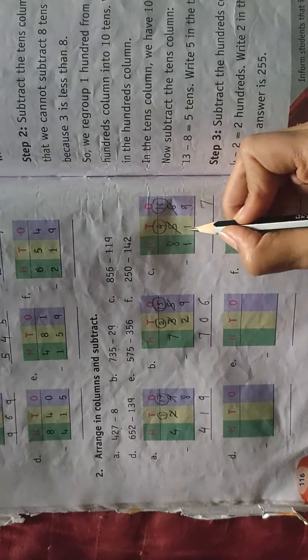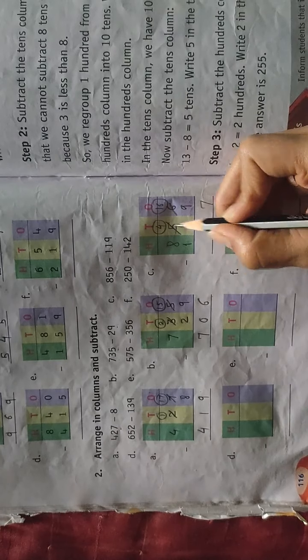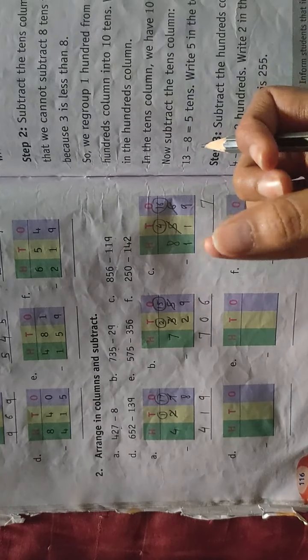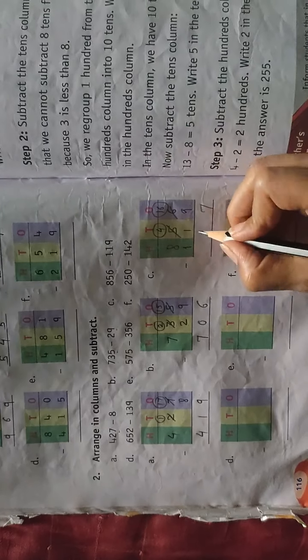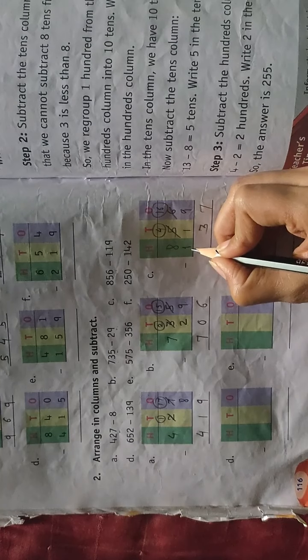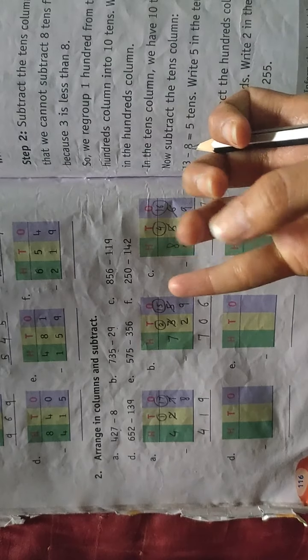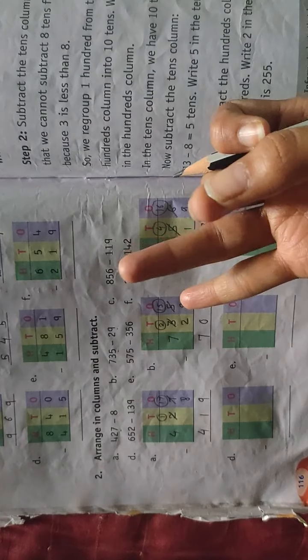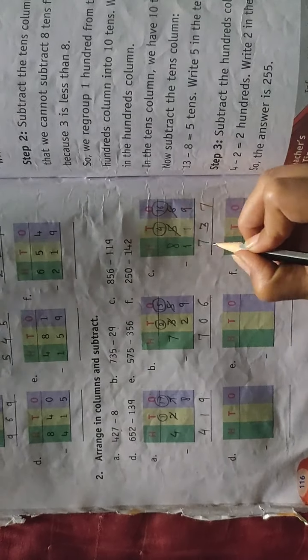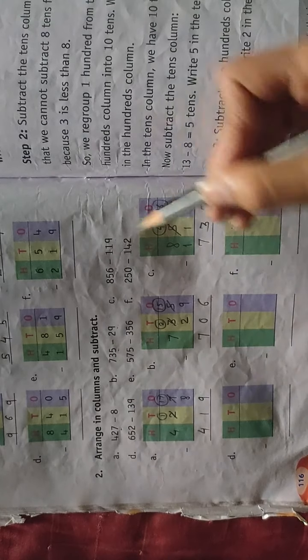Then 4 minus 1. After 1: 2, 3, 4 means 3. Then 8 minus 1. After 1: 2, 3, 4, 5, 6, 7, 8. That means 7. So your answer is 737. So this is how you can solve the sums. I hope you can do the rest of the sums on your own.